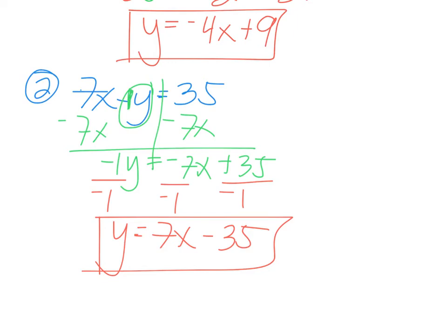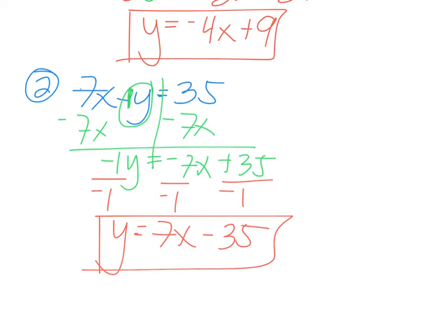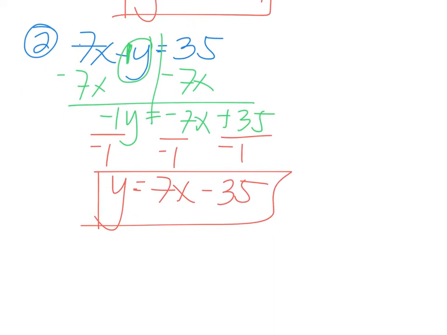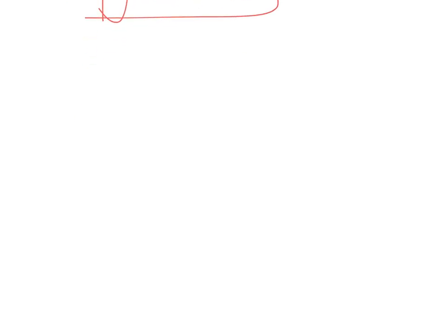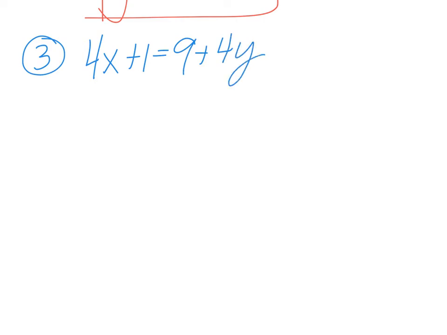Alright, problem number 3. 4x plus 1 is equal to 9 plus 4y. So this time the y is on the right side, but that doesn't matter as long as you isolate it. So for this example, I'm going to keep the y on the right side.